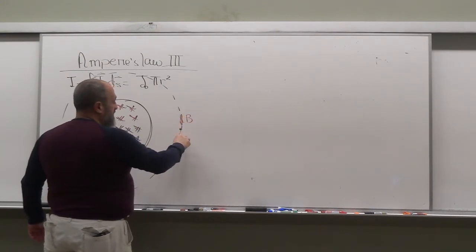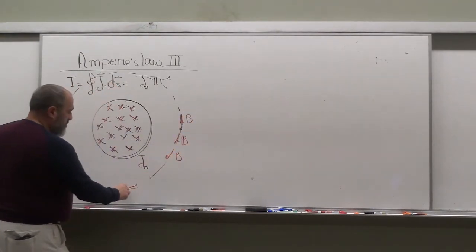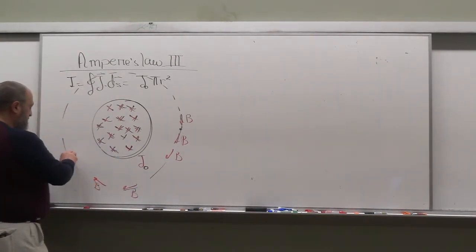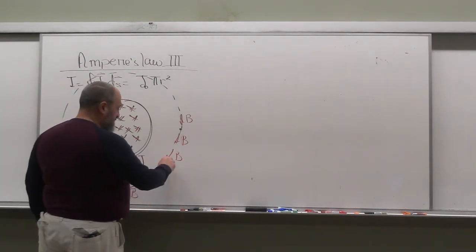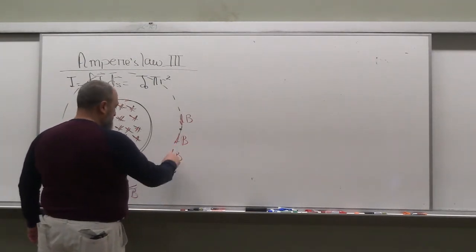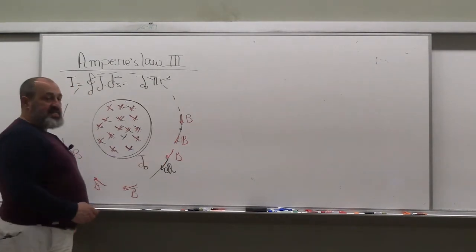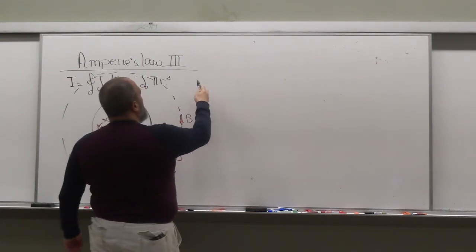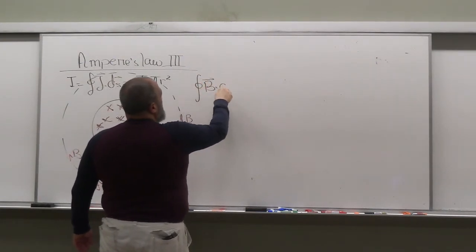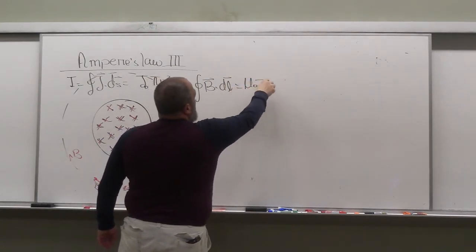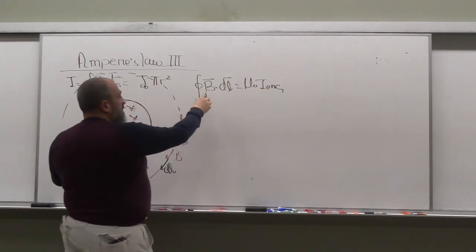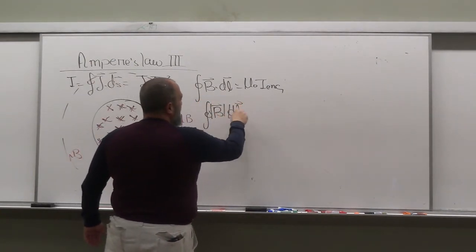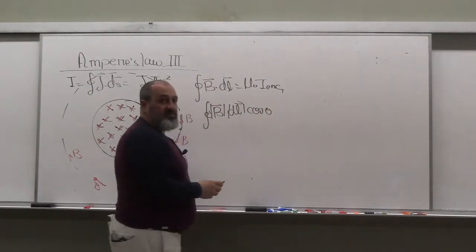This is B, B, B, all over, and dL along the loop, so the angle between B and dL is always 0. This is great. Now the integral of B dot dL along the contour is equal to mu naught I enclosed. It's always good for the first few examples to lay this out on your own too, when you write this down on an exam.